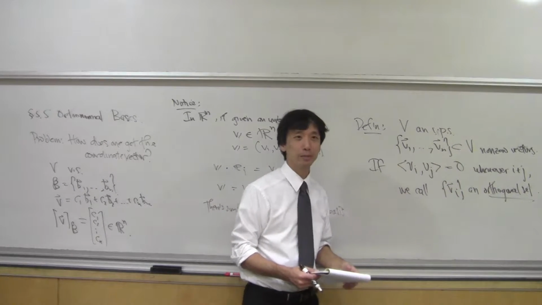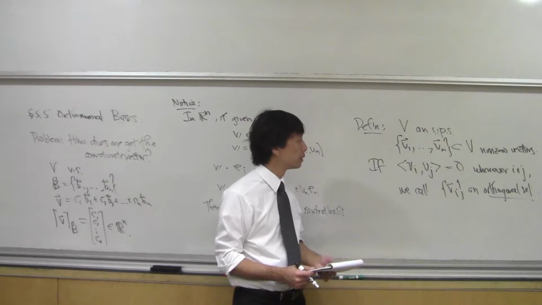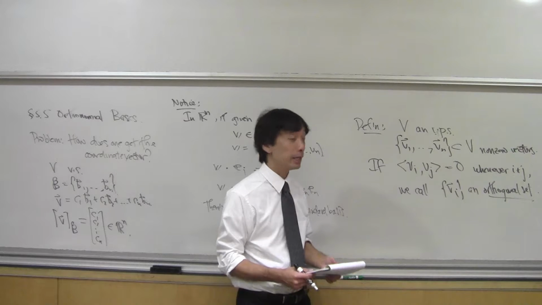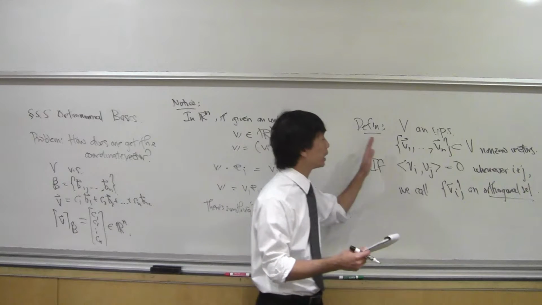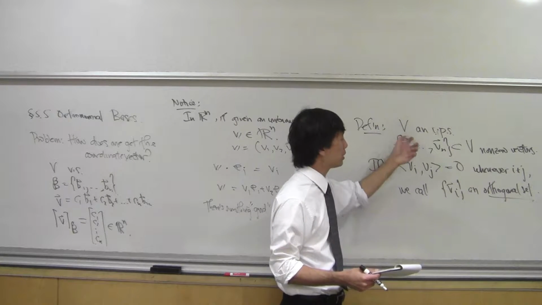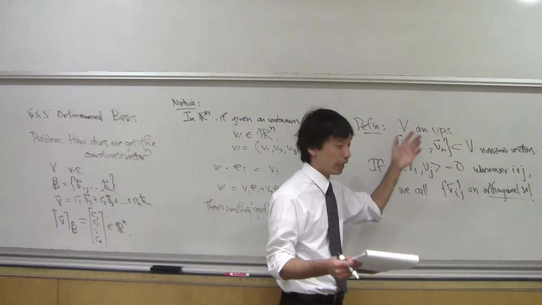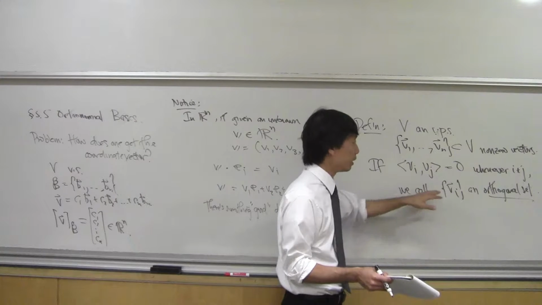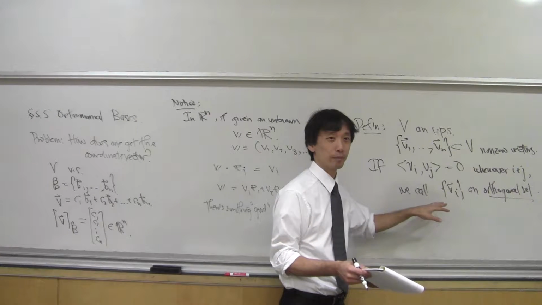So if whenever you take two different vectors, they're perpendicular, we say that it's an orthogonal set. Does that hold for any inner product space that we make? Yes. You take an inner product space, you have a set in the inner product space, and if those guys are all pairwise orthogonal, we call that set an orthogonal set.